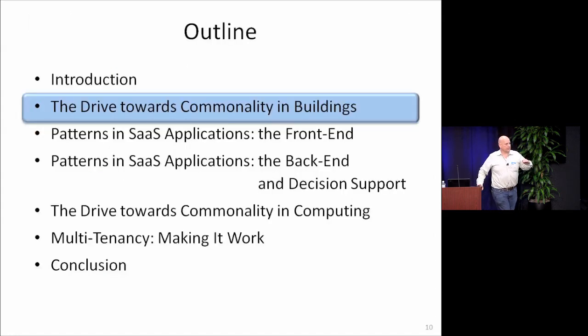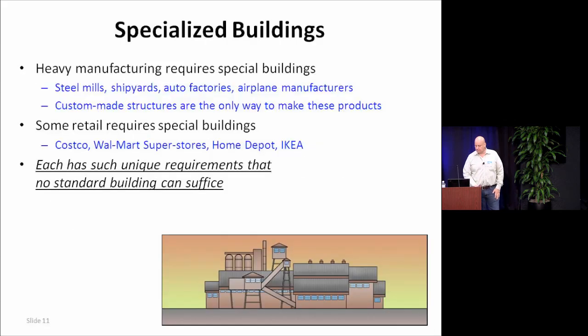So now let's take a pause for a second and look at the drive towards commonality in buildings. Before I talk about common buildings, I want to say that not all buildings are common. Sometimes you have a weird building, okay? It's pretty hard to go to the real estate multiple listing service and buy a steel mill or a shipyard, right? If you want one, you pretty much have to go out and build it.